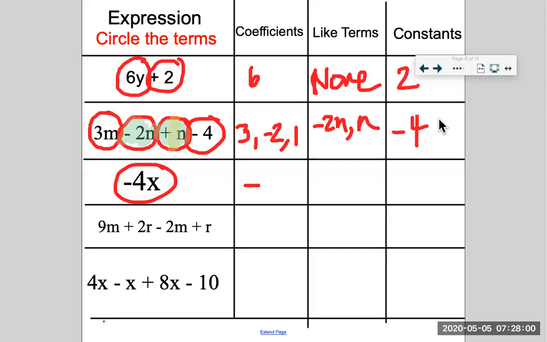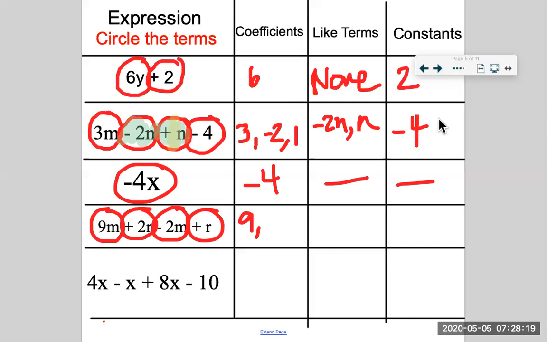Okay, on the next one, we have one term. It has a coefficient of -4. There are no like terms and no constants. In the next one, we have 9m, 2r, -2m, and +r. So the coefficients, what numbers are being multiplied times the variable? Well, there's a 9, there's a 2, there's a -2, and there's that understood 1 that goes with the r. There are no constants here because every one of the terms has a variable in it.